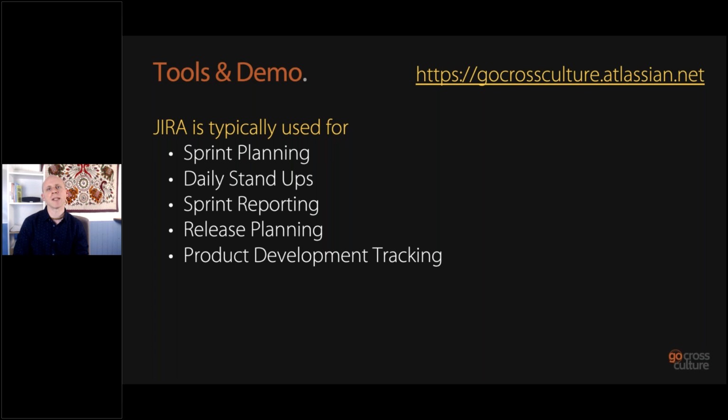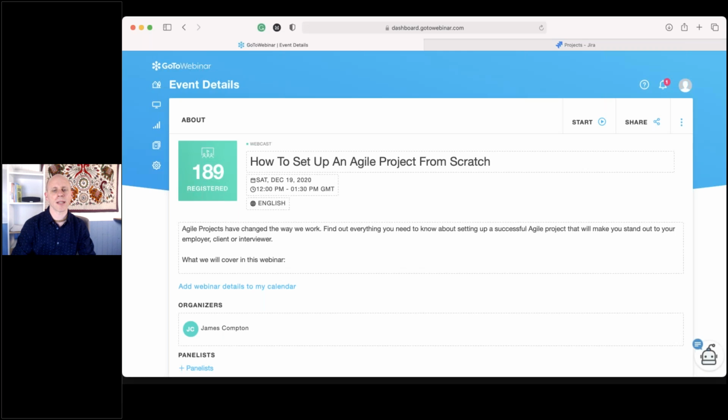But Jira is typically used for sprint planning, for what we call daily stand-ups, where you're looking at your functionality and saying, okay, what are we doing today? What have we done yesterday? What issues do we have? And keeping everybody involved and unblocking issues as a Scrum Master. You can report, and out of it you can plan your releases, and you can track your development of your product. So very quickly, let's have a quick look at what this looks like here.